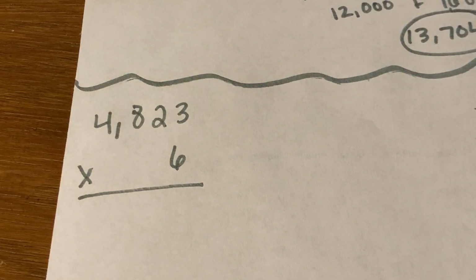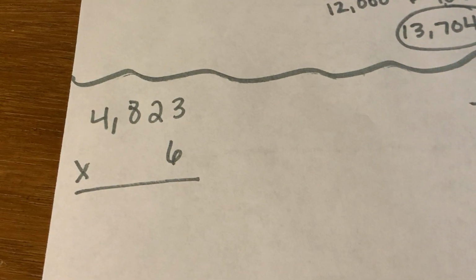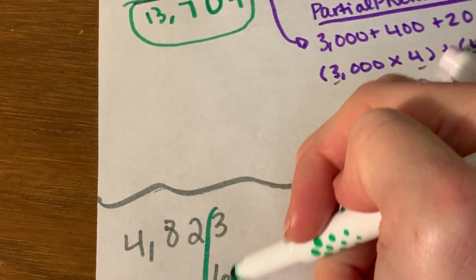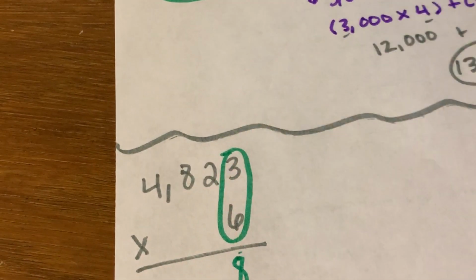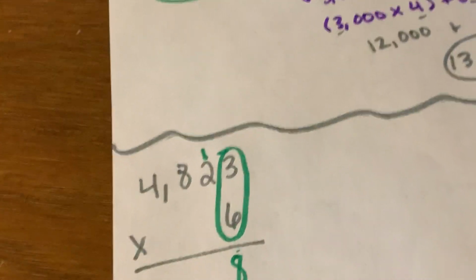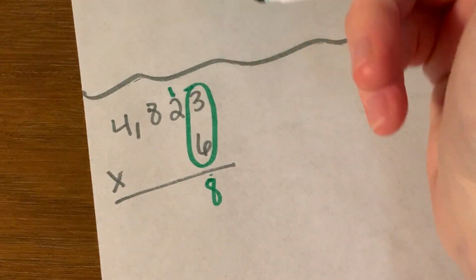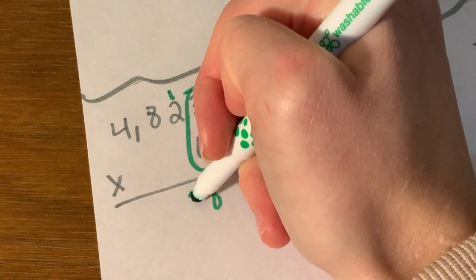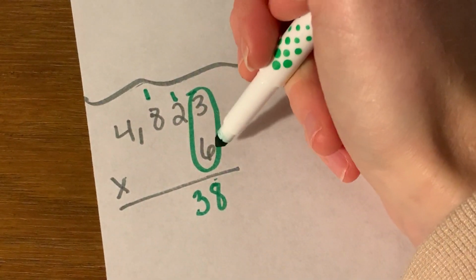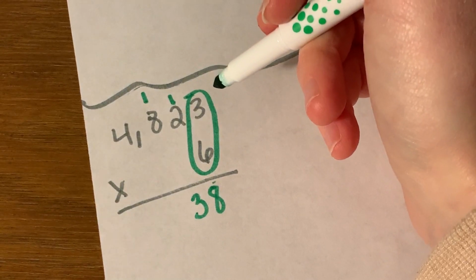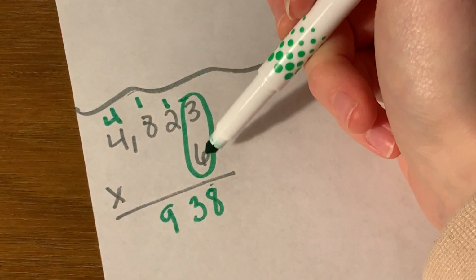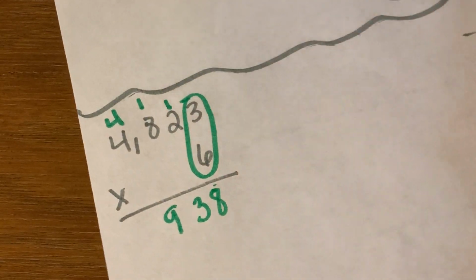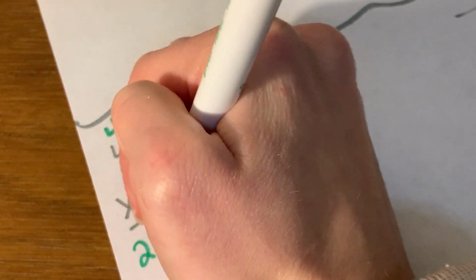Okay, so I'm gonna go ahead and solve it the traditional way first. 3 times 6 gives me 18, drop my 8, carry my 1. 2 times 6 gives me 12, plus 1 more gives me 13, carry my 1. 6 times 8 is 48, plus 1 more gives me 49, carry my 4. 6 times 4 gives me 24, plus 4 more gives me 28.